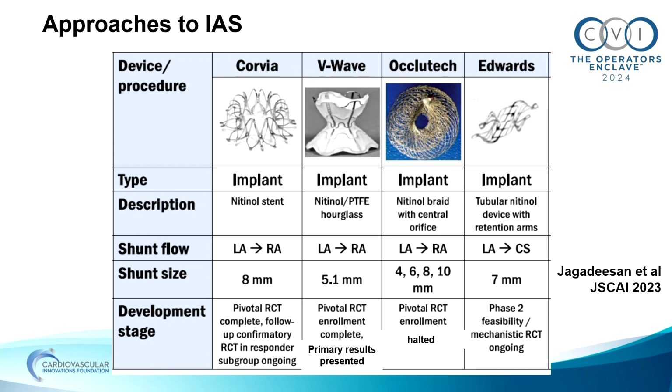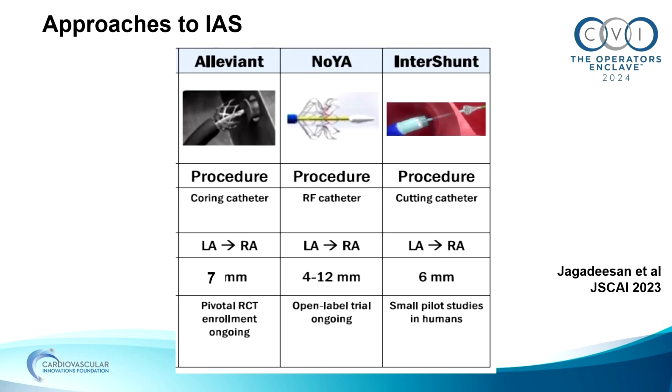On the right is interesting. The Edwards device approach is a left atrium to coronary sinus shunt. It is an implant to hold the shunt open, but there's no effect on the atrial septum, which again might be important. And then there are several procedural approaches which do not leave any implant.